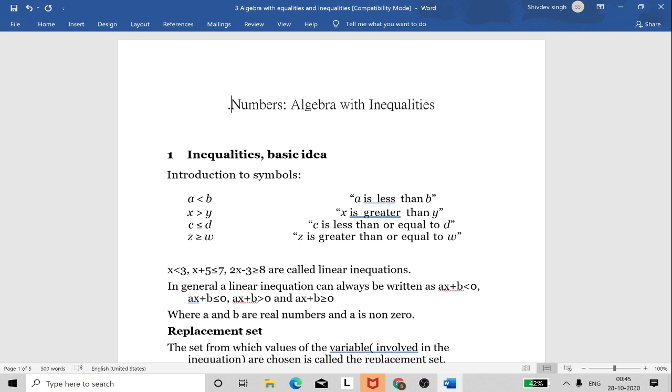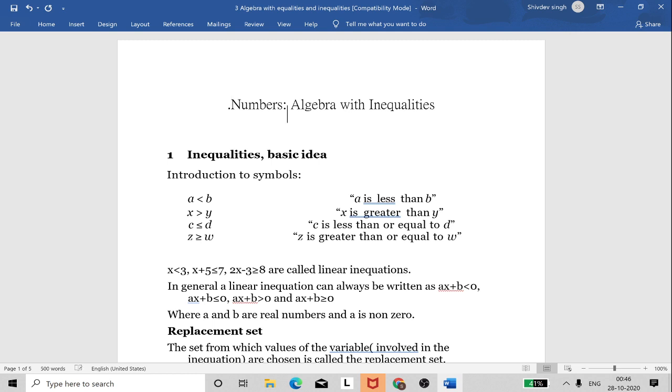x is less than 3, x plus 5 is less than or equal to 7, 2x minus 3 is greater than or equal to 8. All these are called linear inequations. In general, how do we define a linear inequation? It can be written as ax plus b is less than 0, ax plus b is less than or equal to 0, ax plus b is greater than 0, and ax plus b is greater than or equal to 0, where a and b are real numbers and a is non-zero.